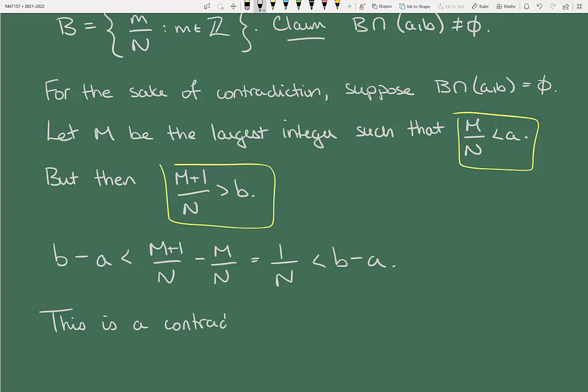And again, what were we trying to prove? So that tells us that B intersect (a, b) is non-empty, and this gives us our rational point, which must live inside of this interval, and we're done.